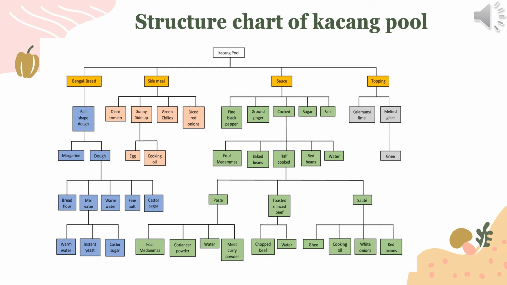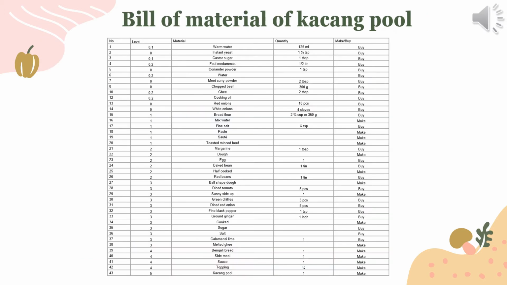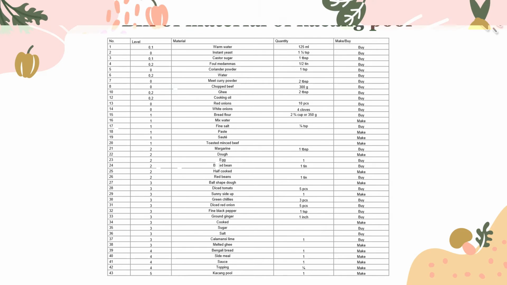The bread we use is Bengali bread, which is known for its softness, and many types of beans are used, and the main one is for medamas. The great taste comes from the sauce. Side meal and topping are optional, but they are a must. To make kacang, we need roughly 43 ingredients. As you can see, the options to make are slightly more than for pizza.